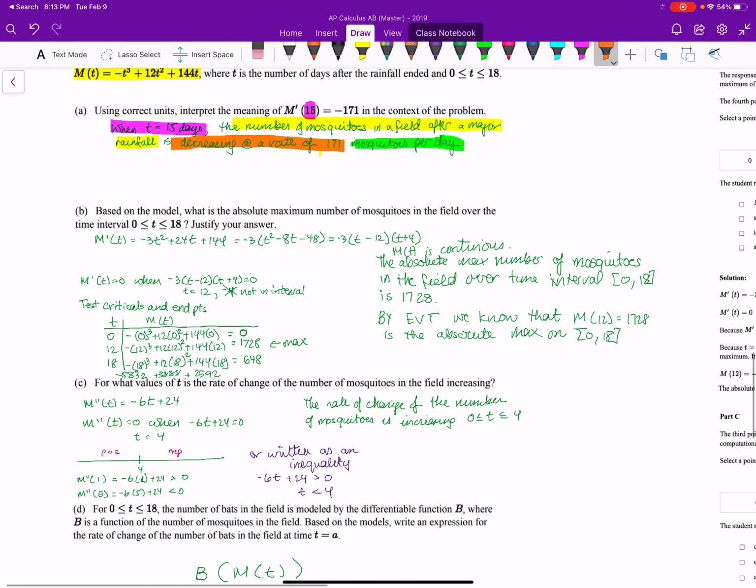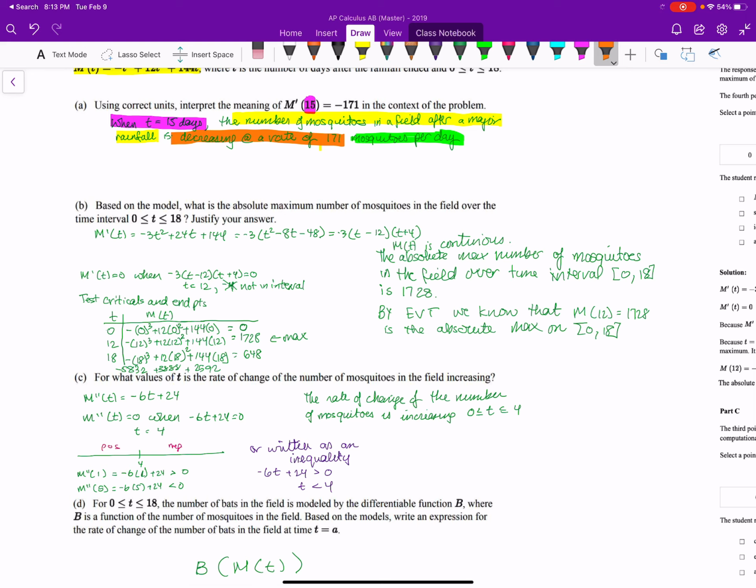All right, part B, it says, based on the model, what's the absolute maximum? Now, there's lots of different ways you can address this. First of all, you have to find the critical numbers. So you got to find the derivative, set the derivative equal to 0, and then solve for t. In this case, when I solved for t, I got t is equal to 12 and negative 4.